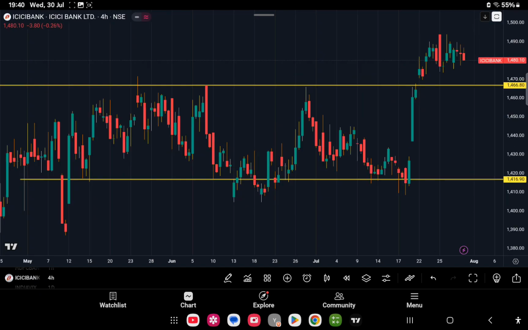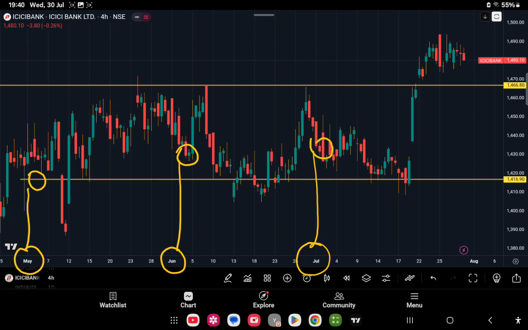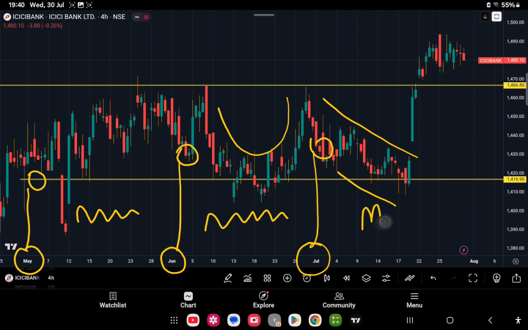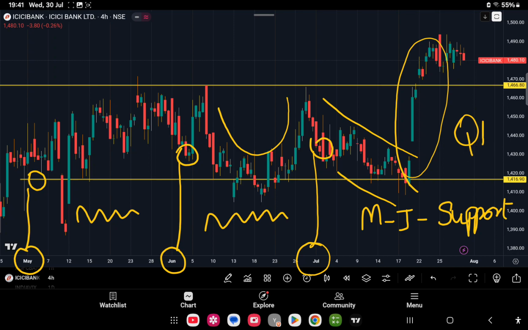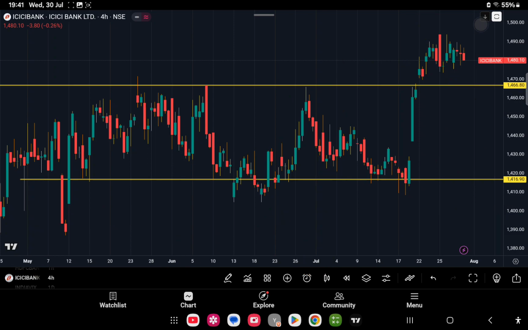Similar pattern, it's pretty clear. May month open, June month open, and this is July month open. Almost May month it was sideways. June month it was a V-shaped recovery, and then July up till one point it was taking May, June support, and then you could see this was a very good news, that is the Q1 results, and then you could see a breakout. Now it's in the retrace phase. Okay, so this is the simple price action study.